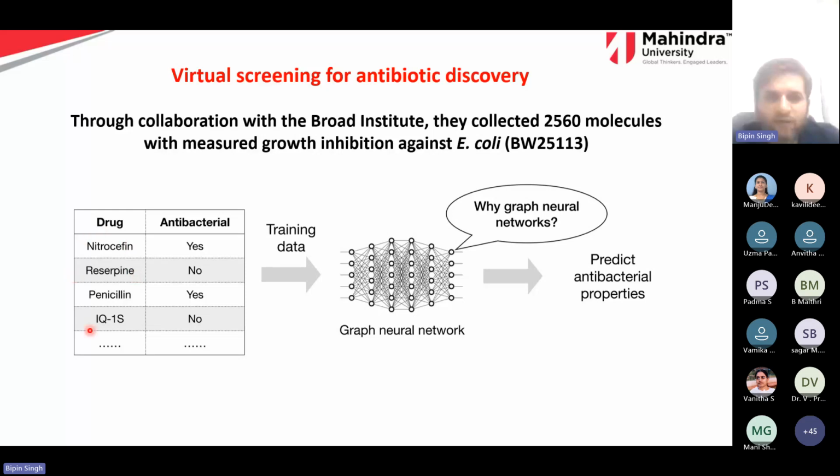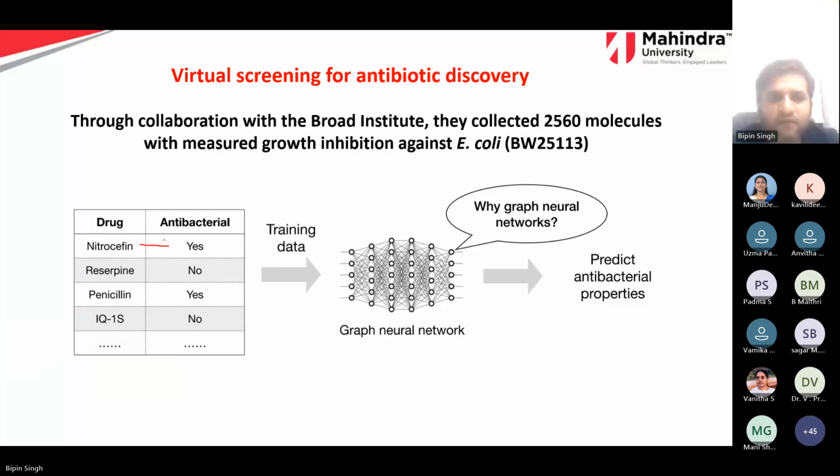Then because these molecules must have some structure, you can just fetch the structure from any database, and then you try to build a model to correlate how these drug molecules are showing antibacterial nature. Which feature? I'm not telling this model which feature to calculate. It is going to correlate these two things.